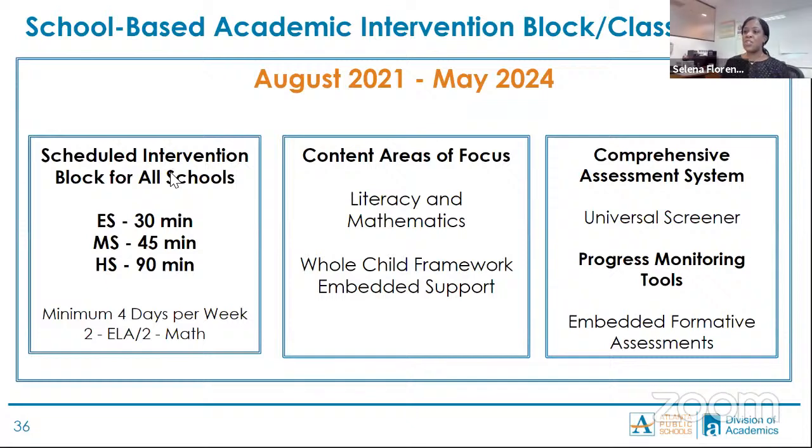So a little more about intervention. The scheduled block for all schools: elementary schools have a 30-minute block, middle schools have 45 minutes, and high schools have 90 minutes. Our content focus areas are on literacy and on math, and we use a comprehensive assessment system. So we use the universal screener that we talked about at the beginning of tonight's presentation. But we also progress monitor along the way to make sure that students are making the needed progress to be successful by the end of the year.